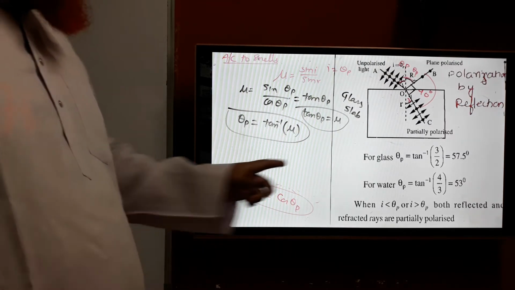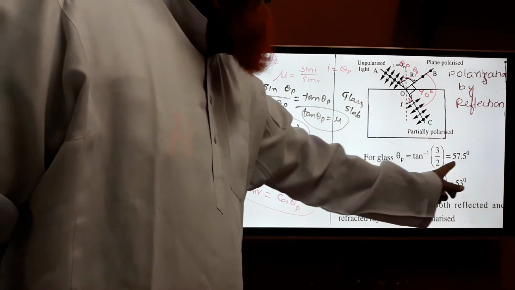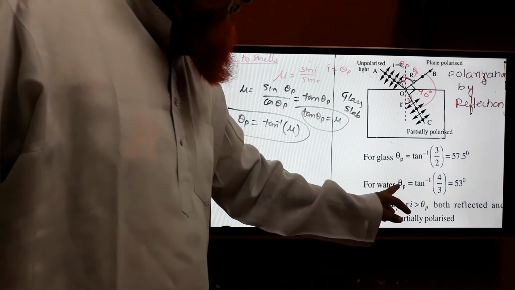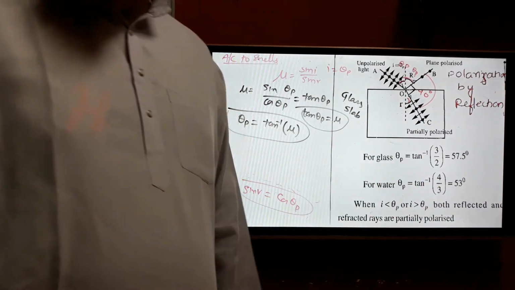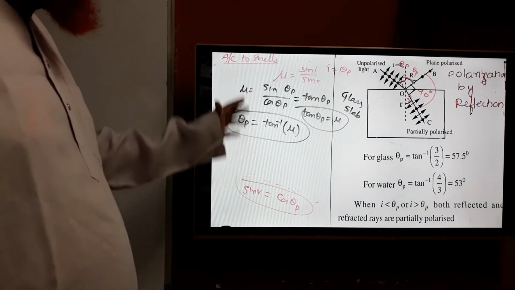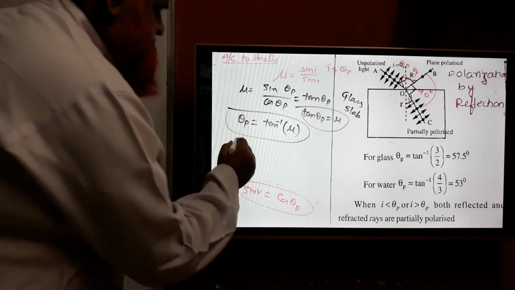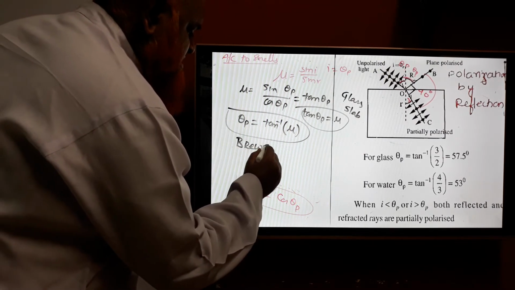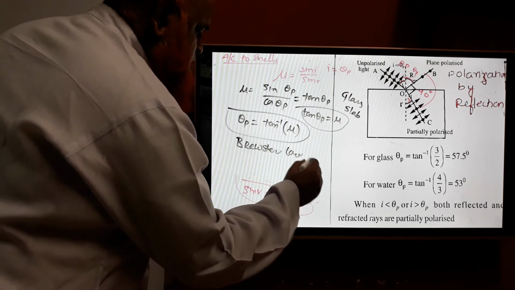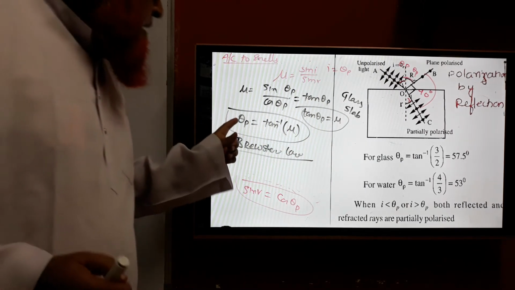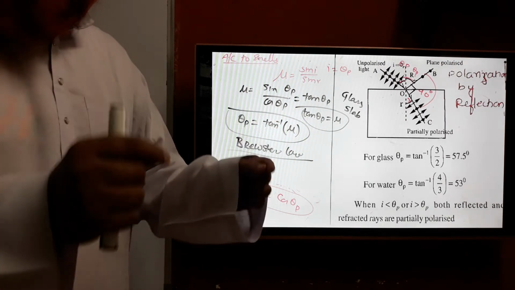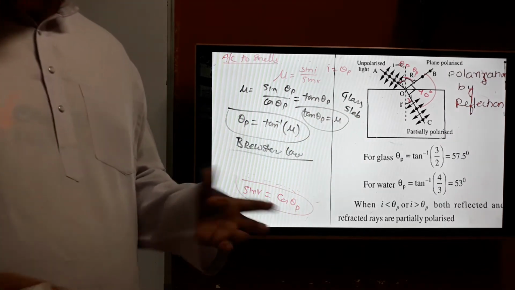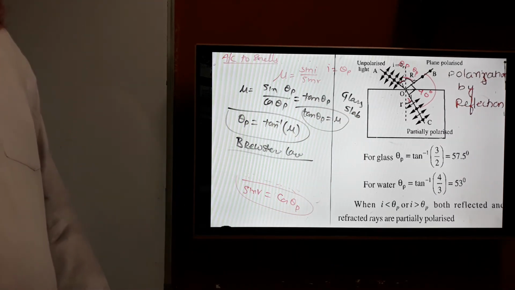For glass, if you observe, theta p is considered to be 57.5 degrees. For water, it is considered to be 53 degrees when you do the calculations. Got the point now? So this is called Brewster's law. According to Brewster's law, the polarizing angle is equal to tan inverse of the refractive index of the glass slab. That is called Brewster's law. It's very simple.